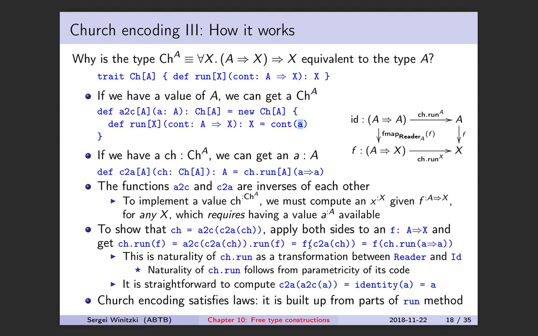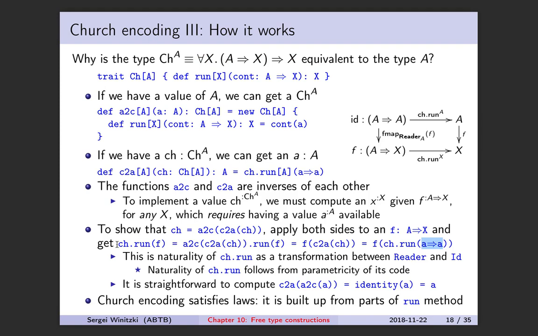Now, substitute the definition of C to A. It is this. And f of that, so ch.run of A to A. Now, we cannot really simplify this anymore because we don't know what ch.run does. Ch is an arbitrary given value of this type. So we don't really know what it does when we call it on A to A.